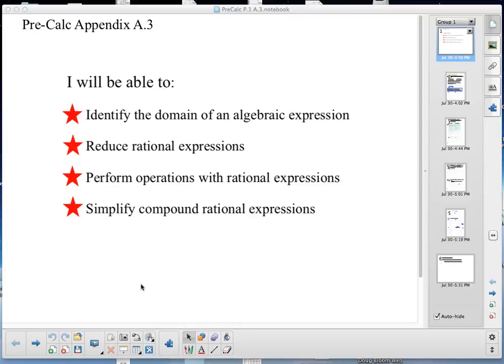Okay, welcome to PreCalc, Appendix A3. After this section, I will be able to identify the domain of an algebraic expression, reduce rational expressions, and perform operations with rational expressions. Simplify, so that's what I'm going to be able to do.